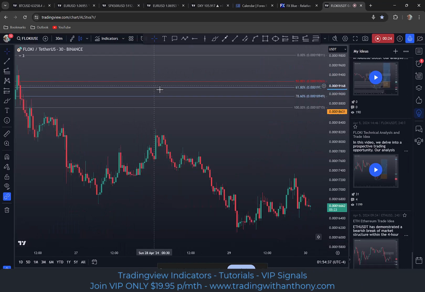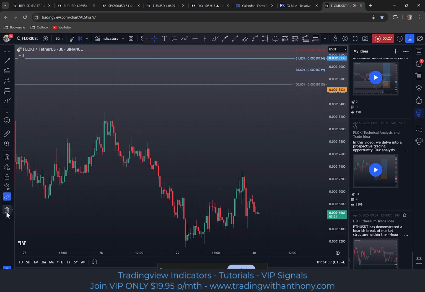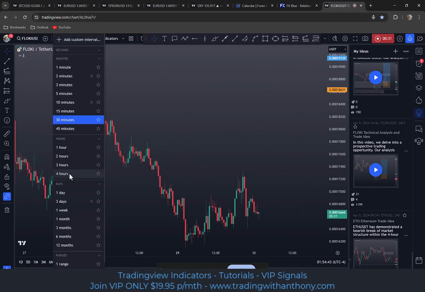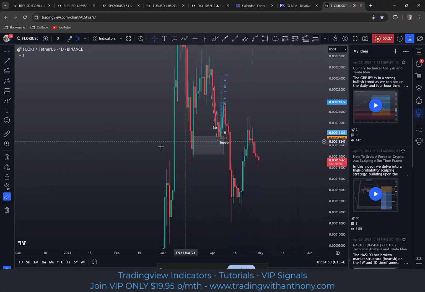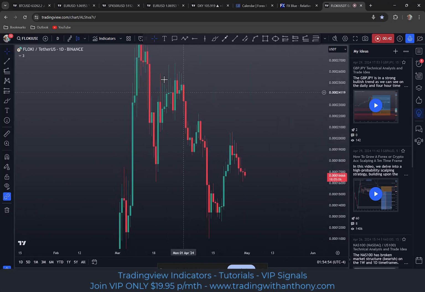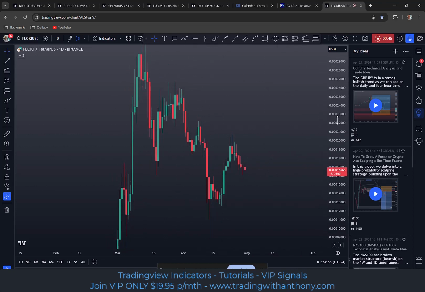I'll just reset the chart. We'll delete the old fib over here. And I'm going to go out to the daily time frame, just get our bearings from the higher time frame. I'll delete the drawings. Right, so this is definitely bearish. Lower highs, lower lows on the daily.